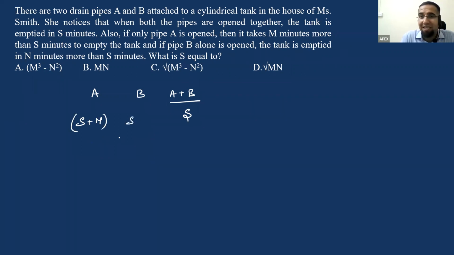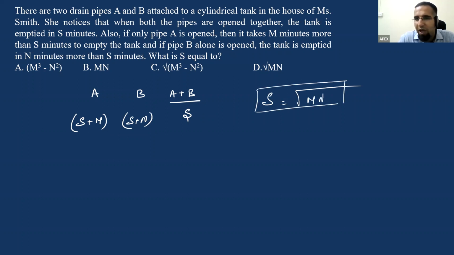It was a model that we had seen in time and work, guys. If A takes M days more than what A and B take, and B takes N days more than what A and B take, then the value of S is a direct formula based question. Value of S is equal to square root of M into N, and therefore the answer here becomes option D. Clear? So D would be your answer completely here. Moving to the next question here, guys.